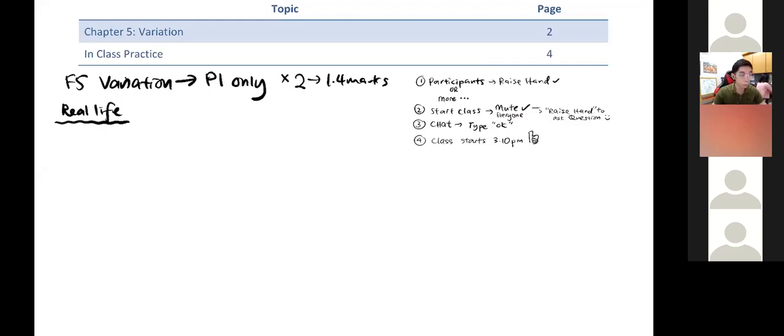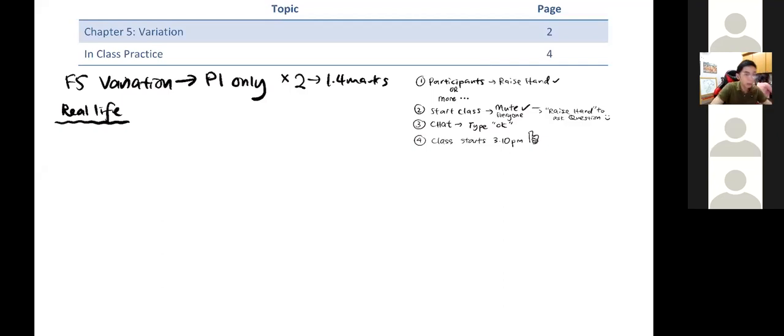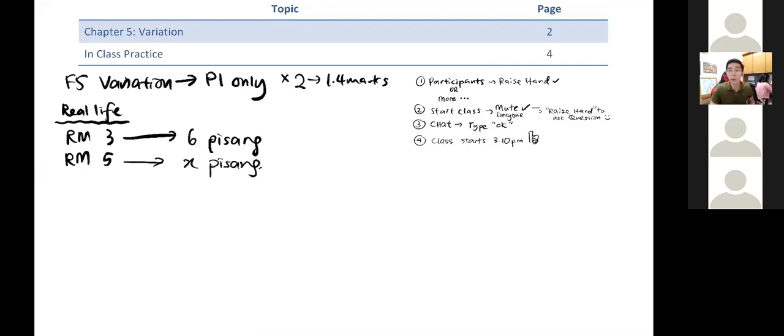Okay, we continue first. In real life, let's say a very simple case. RM 3 ringgit, I can buy 6 pisang. RM 3 can buy 6 pisang. My next question is, RM 5, I can buy how many pisang? Very easy. RM 3 you can buy 6 pisang, RM 5 you can buy X pisang. What is the X answer? Not bad, because people answer me. Good. It's very obvious it's 10, right?